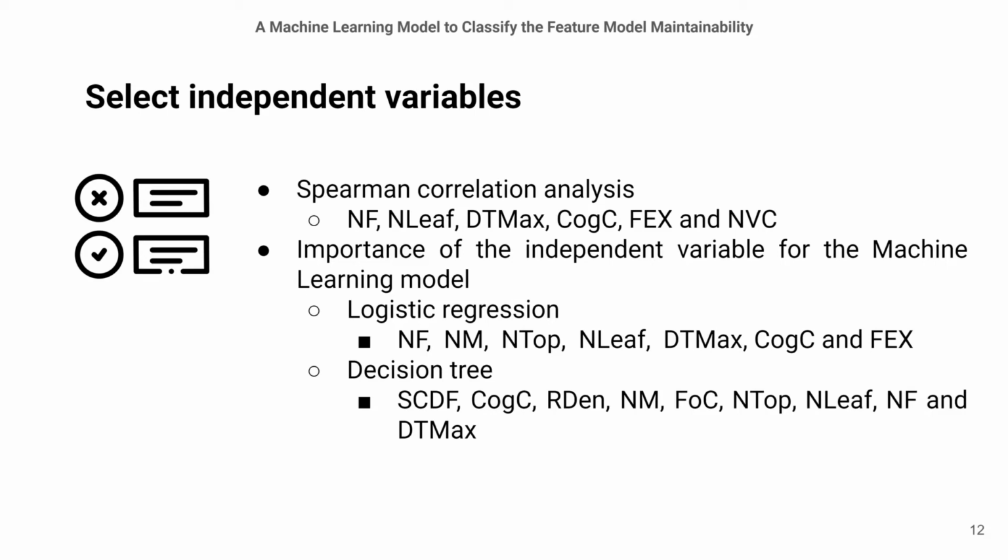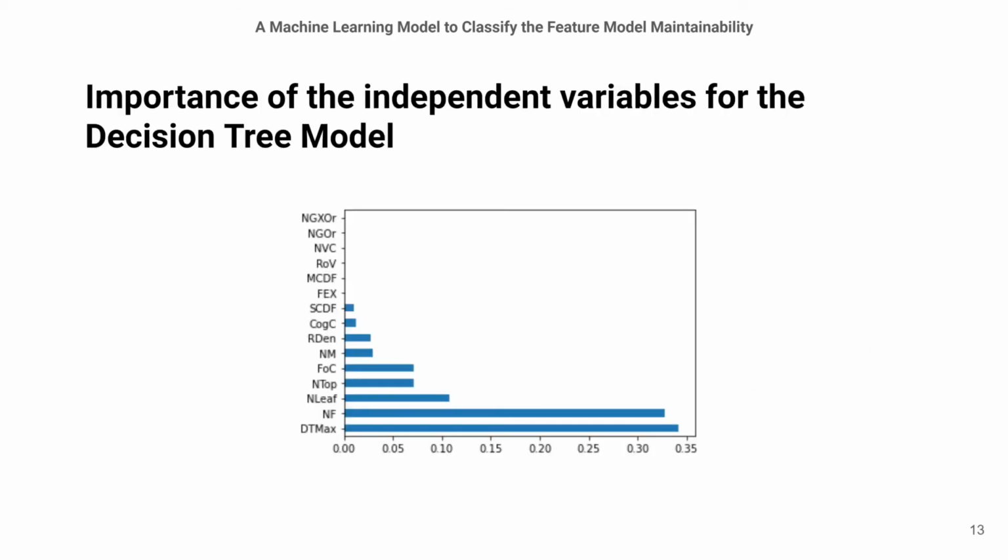In the first strategy, we selected measures whose correlation was equal to or greater than 0.6 and obtained 6 measures. In the second strategy, we used the logistic regression algorithm and obtained 7 measures, and the decision tree algorithm and obtained 9 measures. This is an example of the second strategy using the decision tree algorithm. It can be seen that only 9 measures are important to the decision tree algorithm.